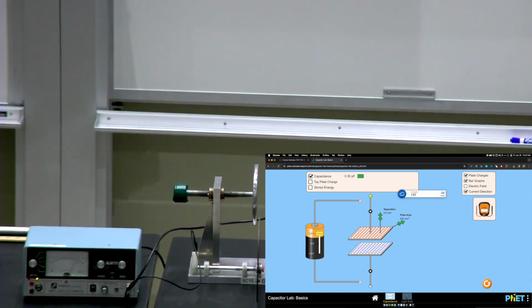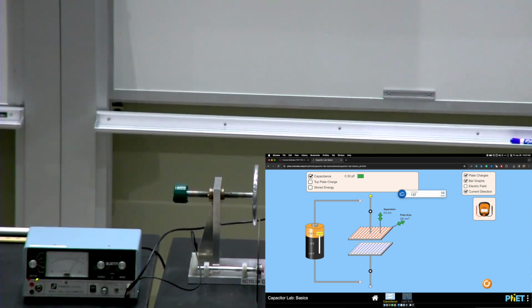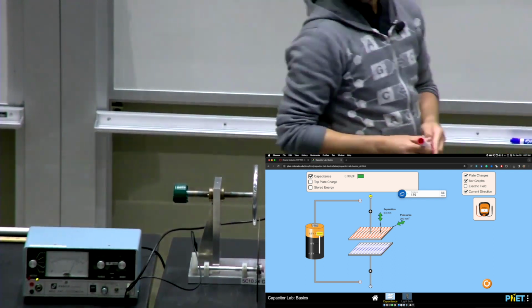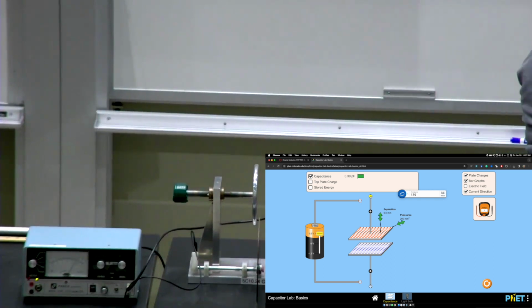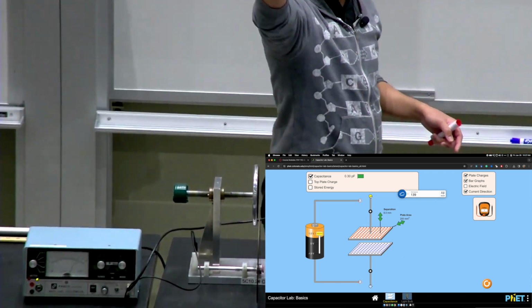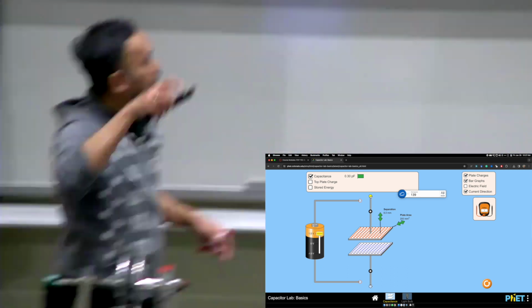So V is equal to Q divided by C, which is equal to Q divided by K epsilon naught A divided by D. Okay. Is that clear? Can anyone see this? Oh, I think it's number 3.